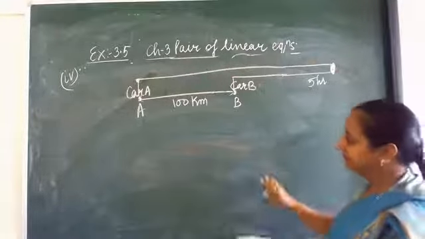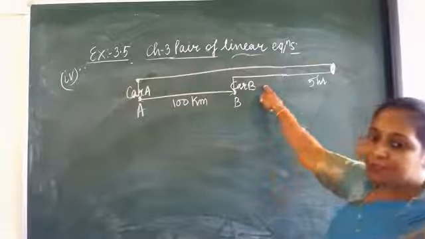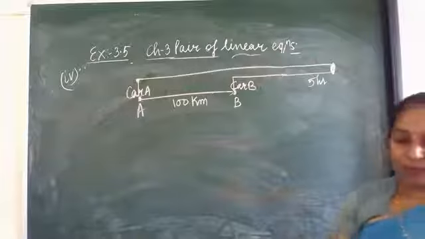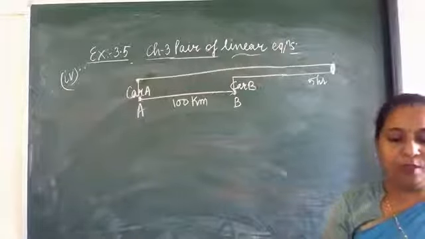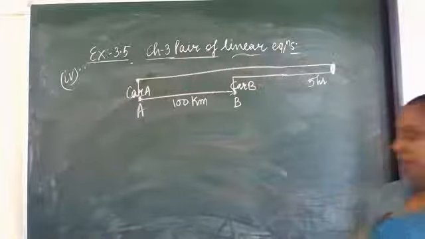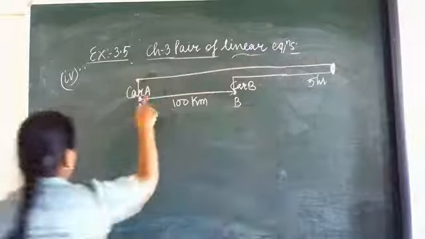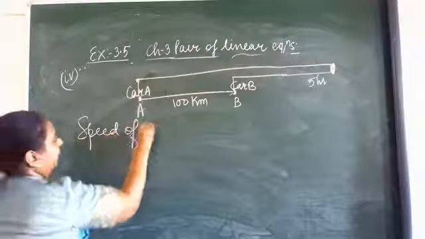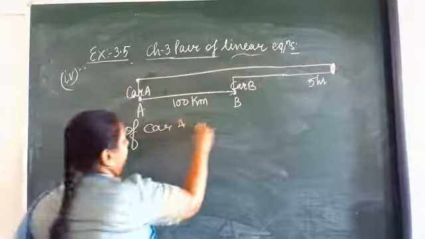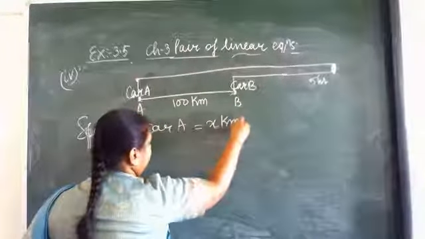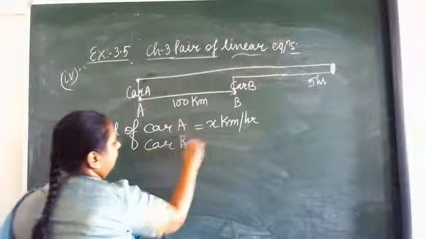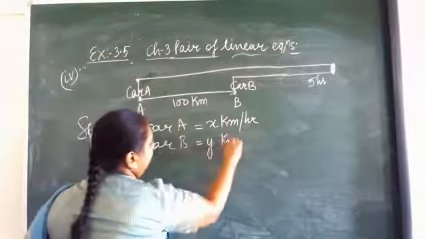Similarly, from this 5 hours, first we make the equations. Now, what do we have to suppose? What are the speeds of the two cars? So let the speed of car A be x kilometers per hour and car B be y kilometers per hour.